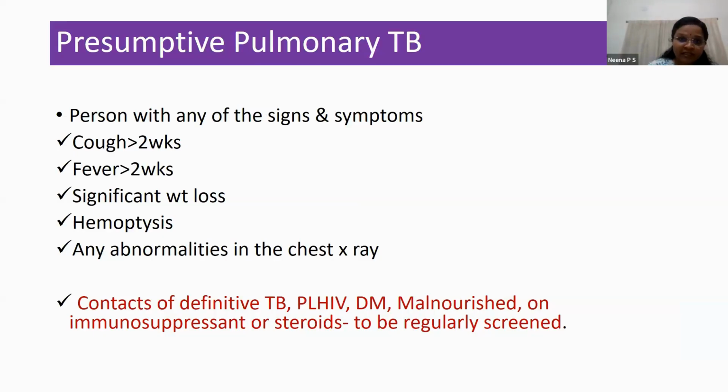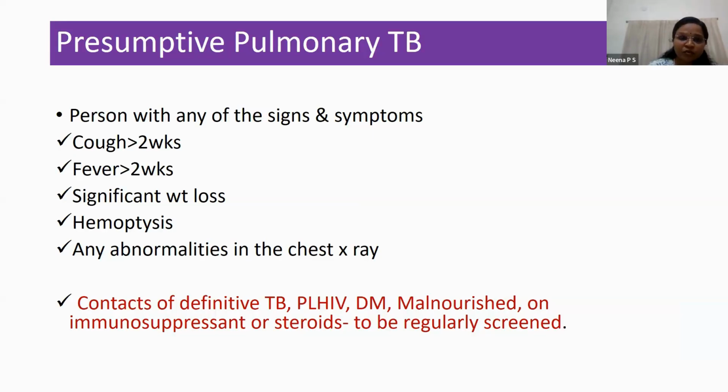So, when to suspect TB? Actually, this slide you're all familiar with. The 4-symptom complex: a patient with cough more than 2 weeks, fever more than 2 weeks, or significant weight loss, hemoptysis, or any abnormality in the X-ray. Now, this 4-symptom complex has been escalated to a 10-symptom complex with additions of loss of appetite, loss of weight, chest pain, dyspnea, and fatigue also included in the symptom complex.